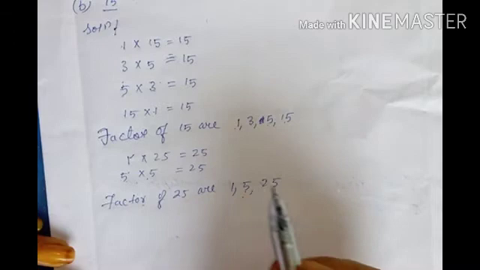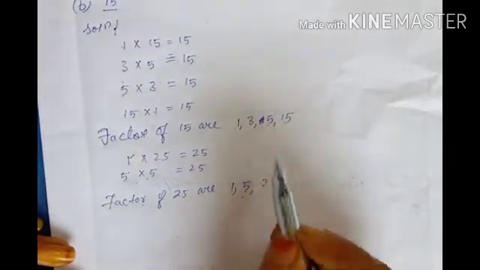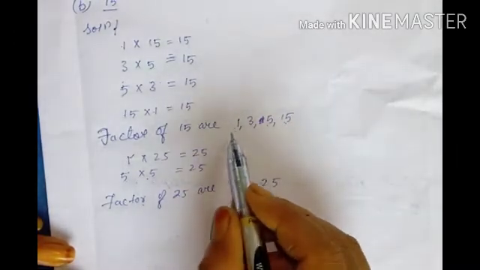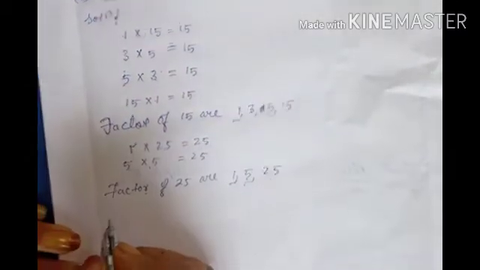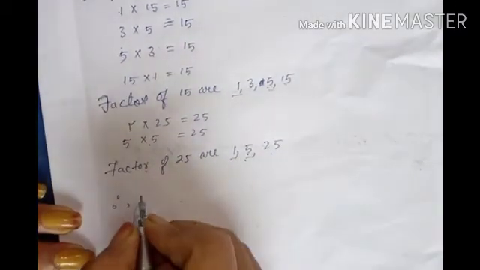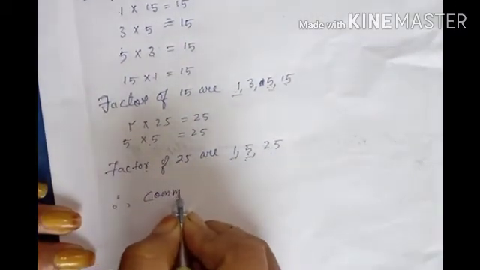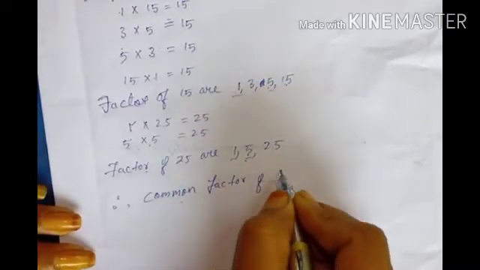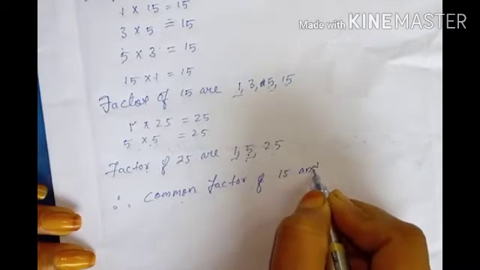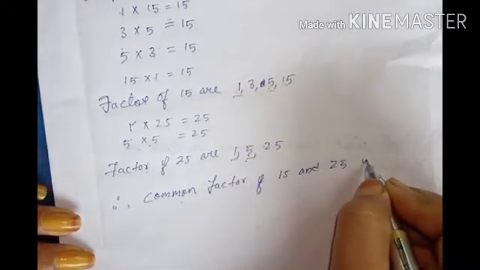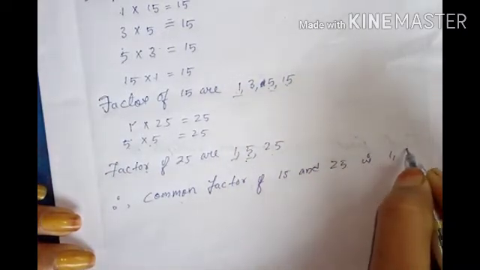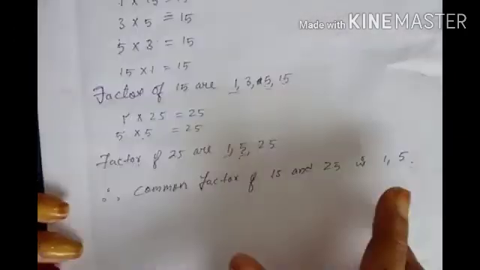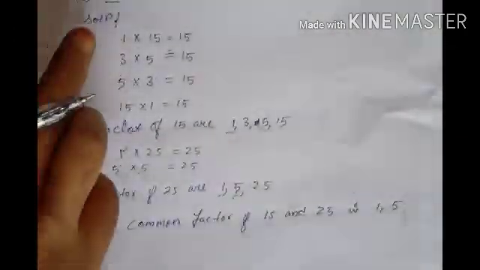Here 5, and here also 5, but 15 and 25 are not the same. So which are the same values here? 1, 5 and 1, 5. Therefore the common factors of 15 and 25 are 1 and 5. So 1 and 5 are the common factors. In this way you can find them.